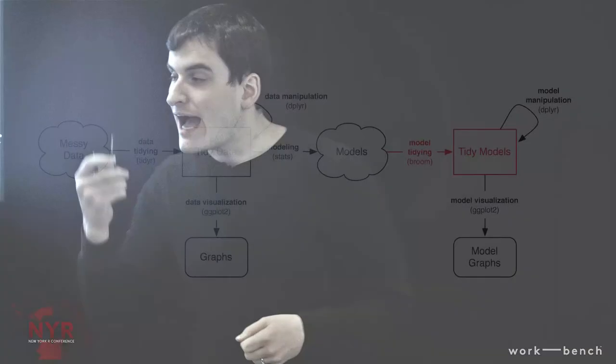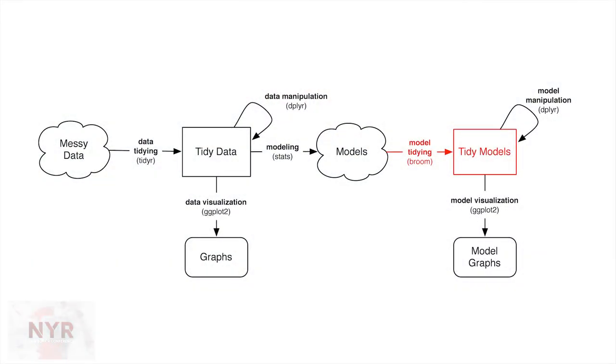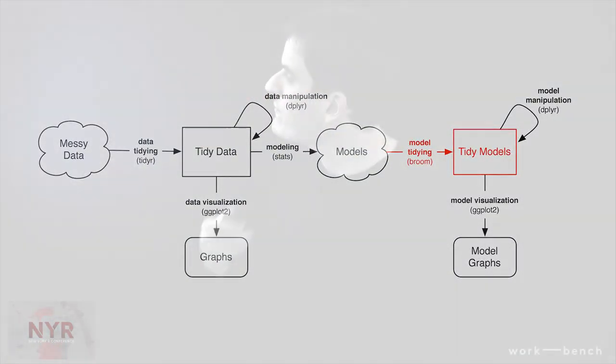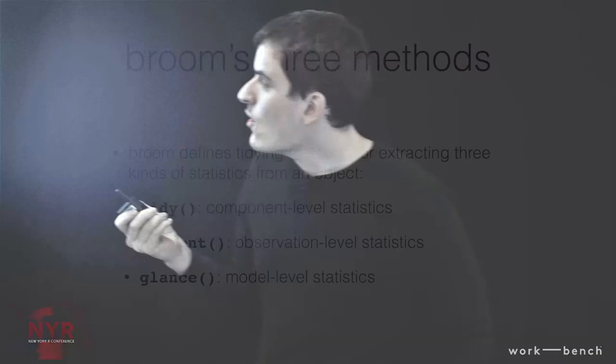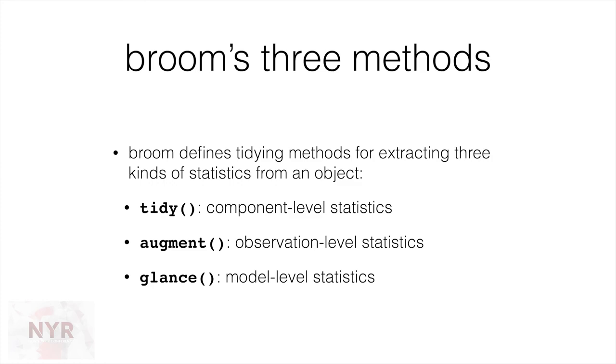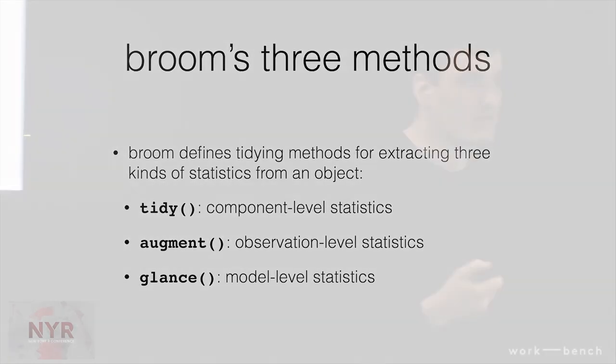I brought up the tidy method. But we really actually have three methods for extracting statistics from an object. We have tidy, augment, and glance. And they define three levels of output we could want from our models.